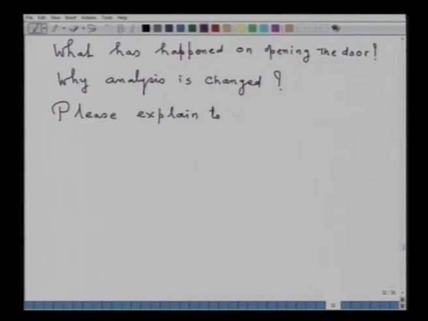Please explain to him qualitatively. You know, he is the operator, he is a very sharp person. He wants to know the figure from you. He wants to know the amount. So, please explain to him qualitatively and quantitatively as well.